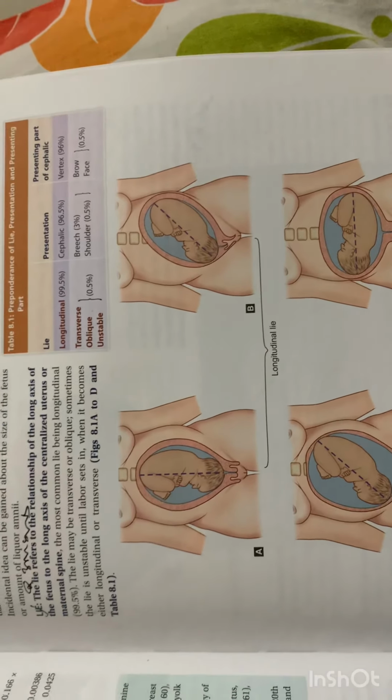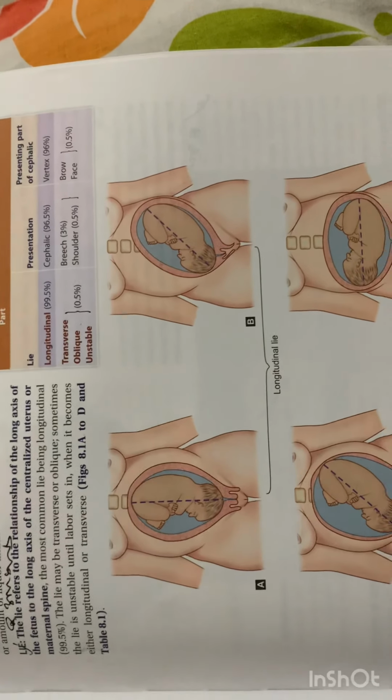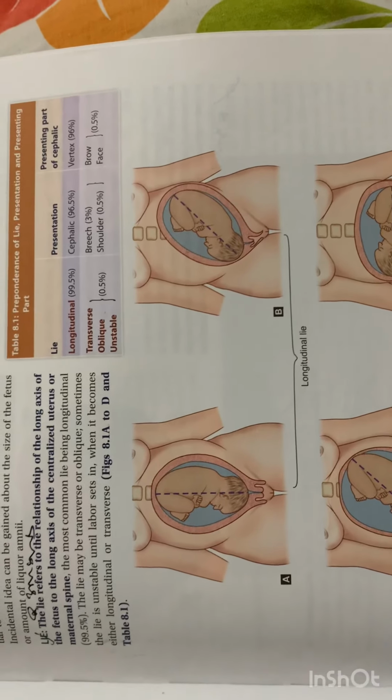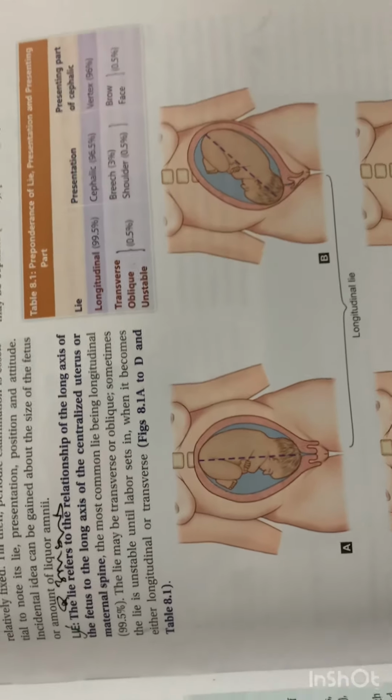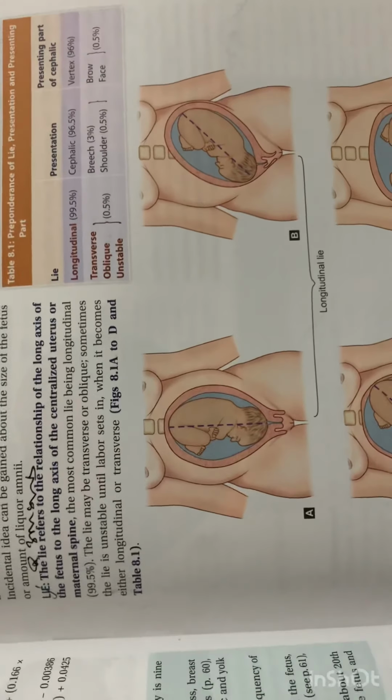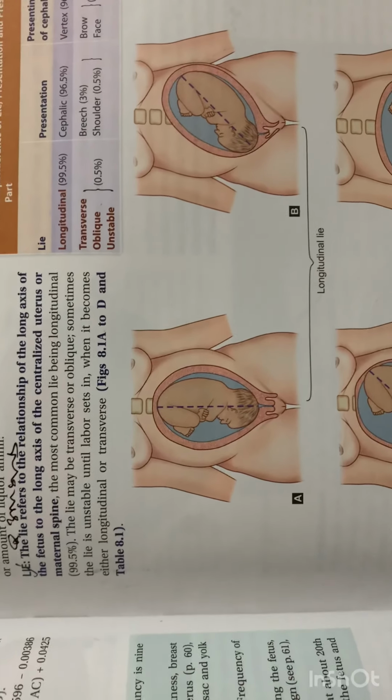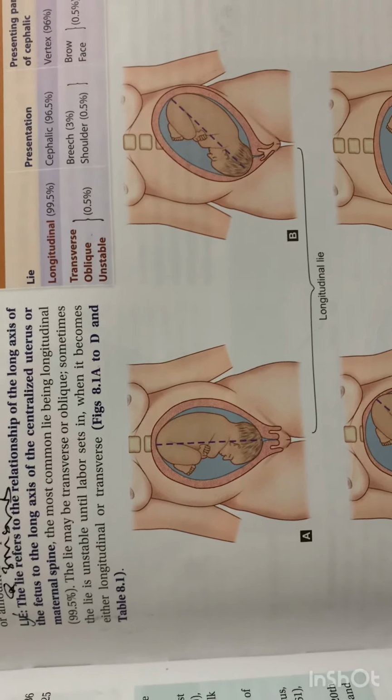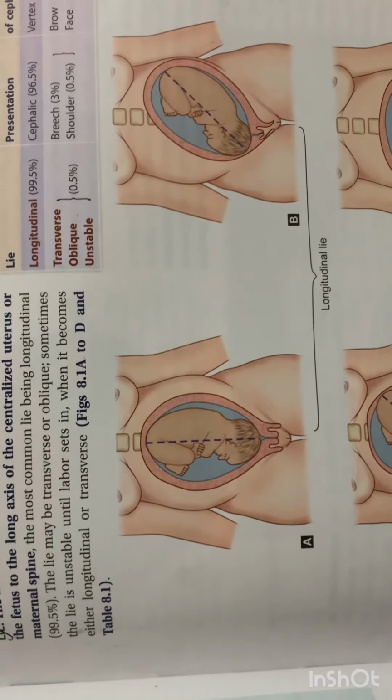Hi, so today we're going to be studying about fetus in utero. So, what is lie? Lie is the relationship of the long axis of the fetus with respect to either the maternal spine or an erect or centralized uterus.